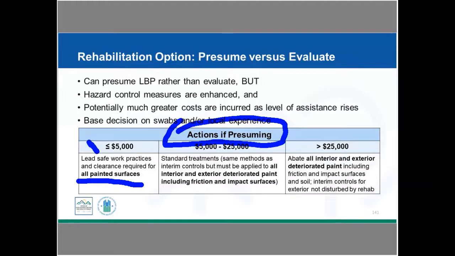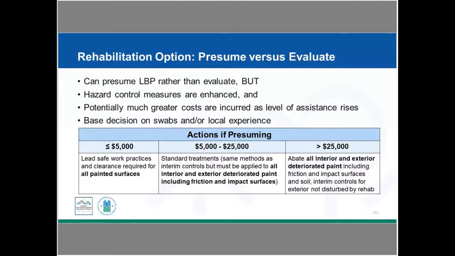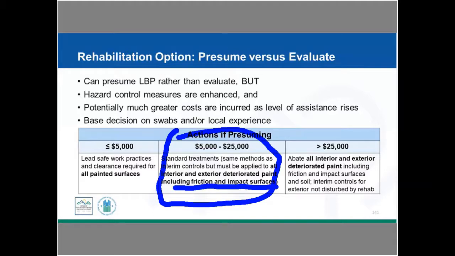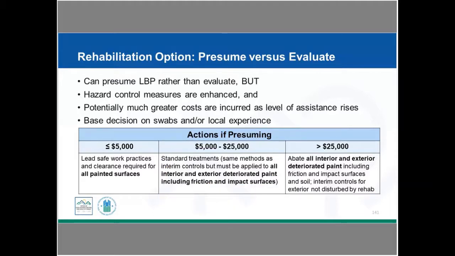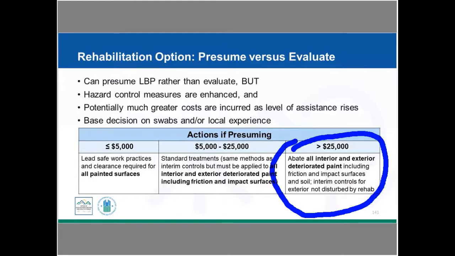If we are in the 5 to 25,000 range, we're doing standard treatments to all applicable surfaces, interior and exterior deteriorated paint, including friction and impact surfaces. So again, we're expanding the area and the work that we need to do. And if we are doing abatement, we're presuming we're abating all interior and exterior deteriorated paint, including friction and impact surfaces and soil. We are allowed to do interim controls for exterior areas that are not being disturbed by the rehab.